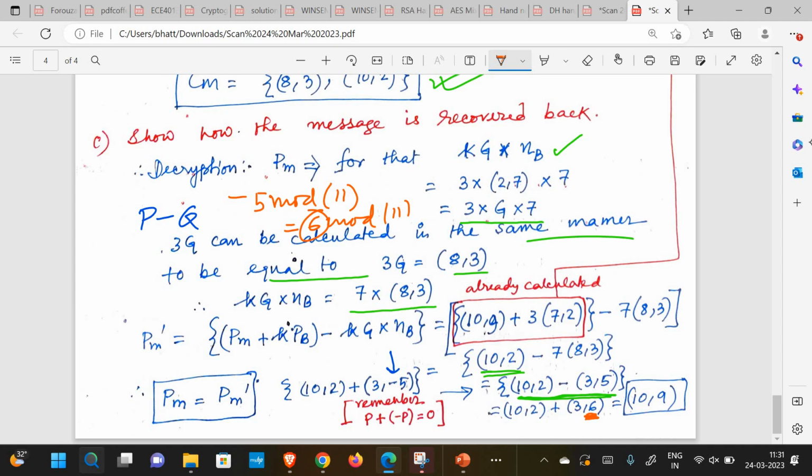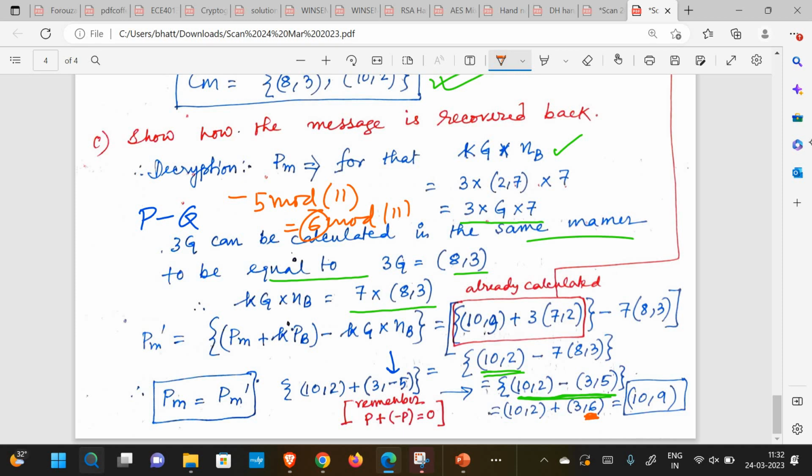So this 3, 5 will be replaced by 3, minus 5. But as minus 5 is not the right way of doing any modular operation, what we have to do is subtract from the maximum of the mod. So 11 minus 5, we are taking it as 6. 6 mod 11, so the answer is 6. So that 6 is coming over here. Now it becomes a P plus Q problem again, and P plus Q can be solved in the same manner as in the previous case. We get the marks.